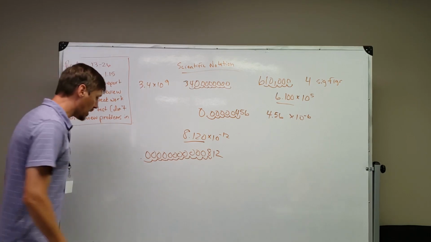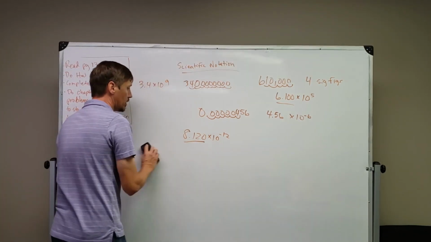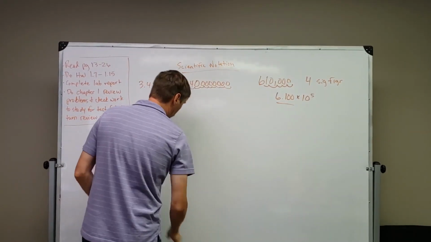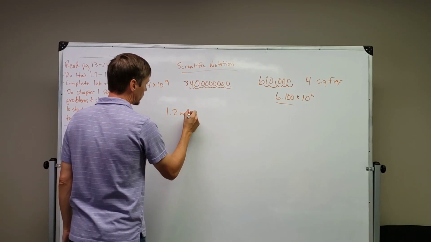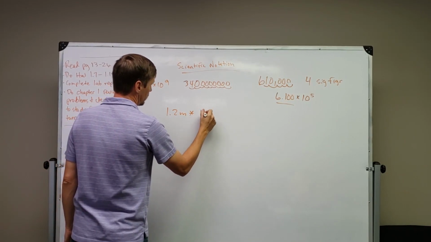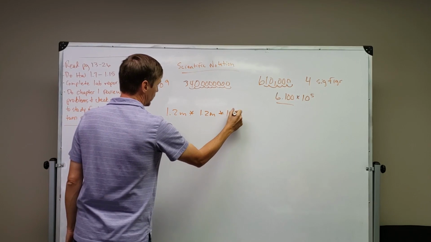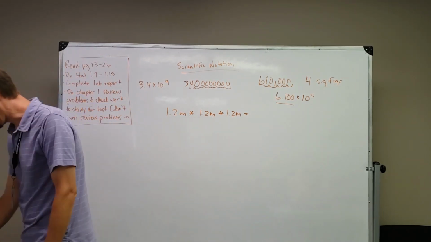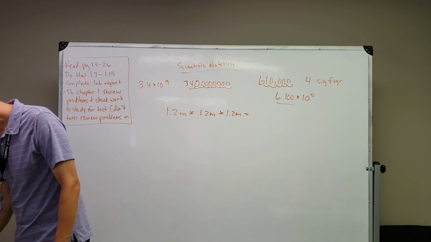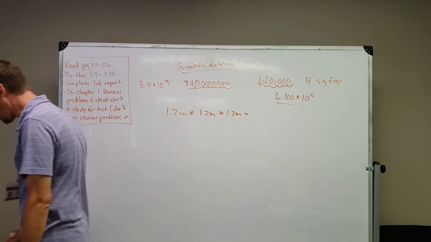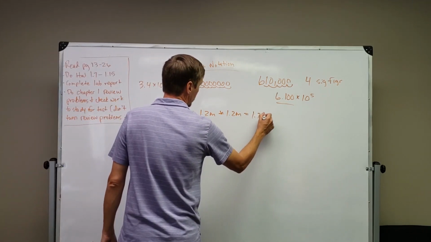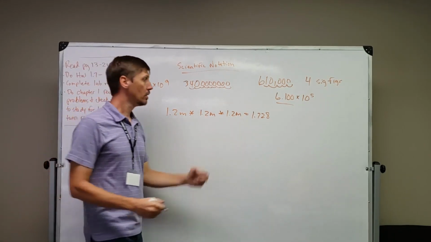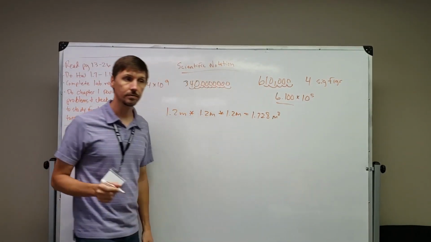All right, let's talk about derived units very quickly. A derived unit is just a unit that is derived from other units. So for example, if I were to say 1.2 meters times 1.2 meters times 1.2 meters, I punch that in my calculator and I get 1.728, and my derived unit, because it's m times m times m, would be meters cubed.